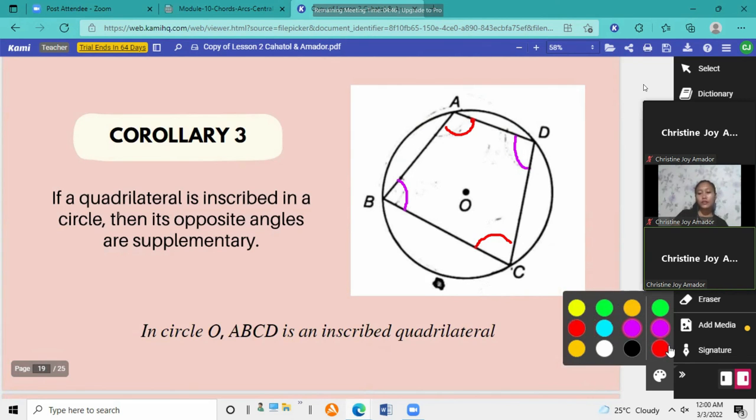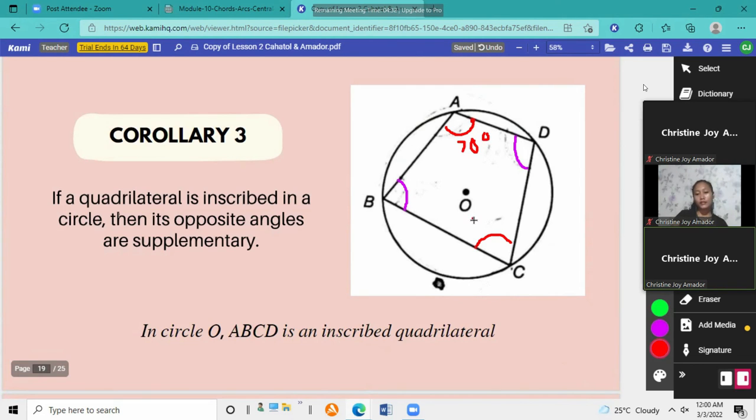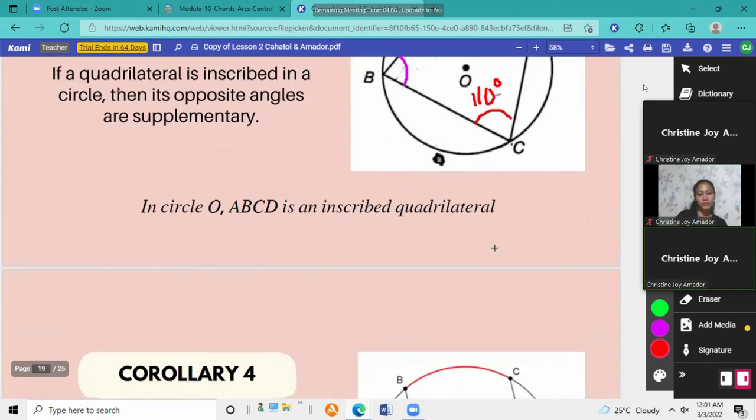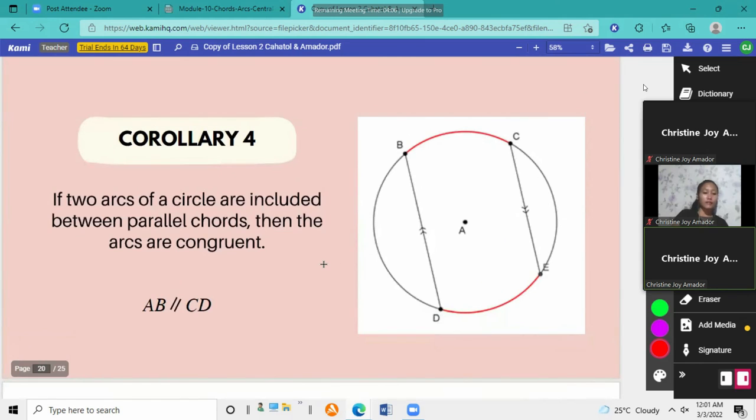That's it for corollary number 3. Let's have an example. If the measurement of our angle A is 70, what do you think is the measurement of angle C? The measurement of our angle C is 110. Why is it 110 degrees, ma'am? Because again, for corollary number 3, if a quadrilateral is inscribed in a circle, then the sum of its two opposite angles is 180, they are supplementary. So 70 plus 110 is 180.